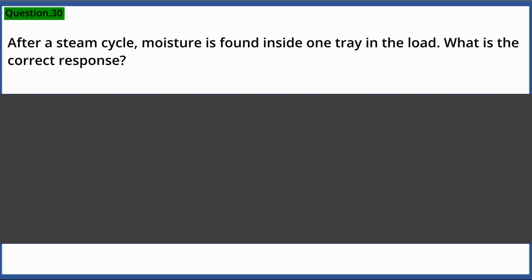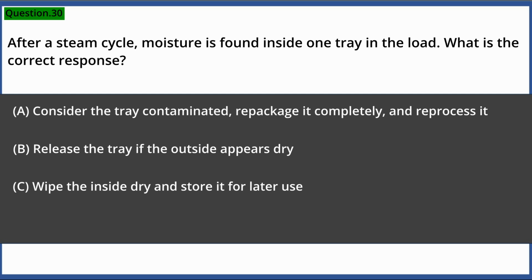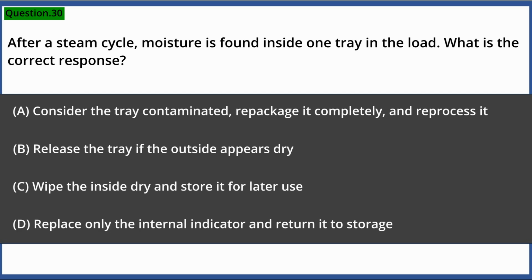After a steam cycle, moisture is found inside one tray in the load. What is the correct response? A. Consider the tray contaminated, repackage it completely, and reprocess it. B. Release the tray if the outside appears dry. C. Wipe the inside dry and store it for later use. D. Replace only the internal indicator and return it to storage. Answer: A. Consider the tray contaminated, repackage it completely, and reprocess it.